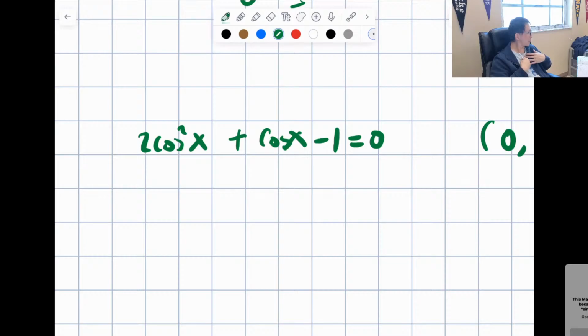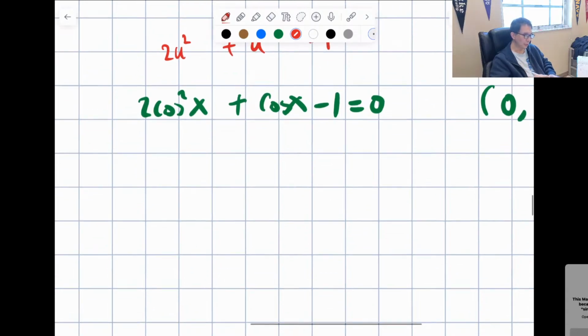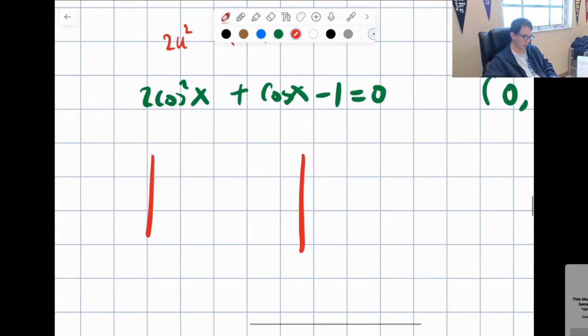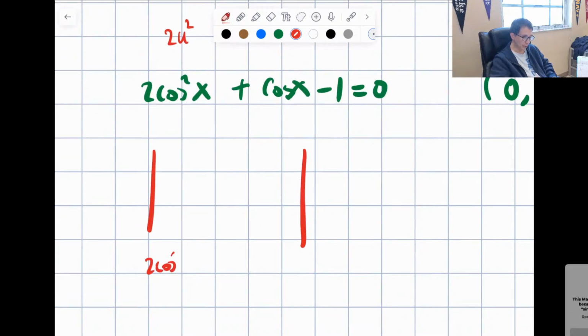I personally like the box method because, imagine this is 2u squared plus u minus 1. This is just u substitution, right? Just substitute u, but I have to find out what u is. So I would rather do a box method because I can factor this since it's a trinomial. Factor. 2 cosine squared of x, negative 1, cosine of x, right? This is 2 cosine of x. This is cosine of x. Does that make sense? Let's go back to factoring.